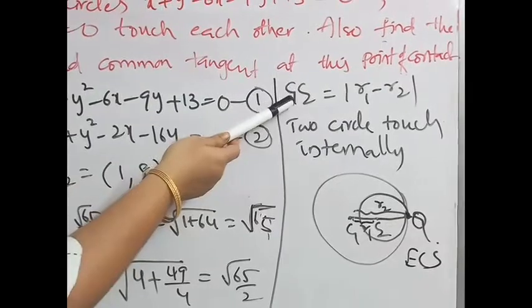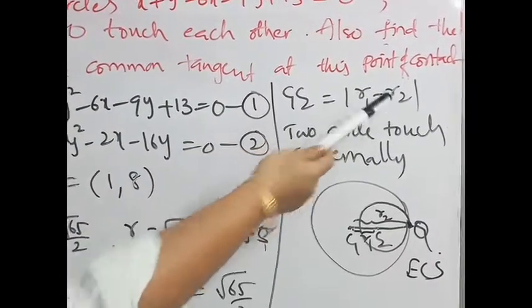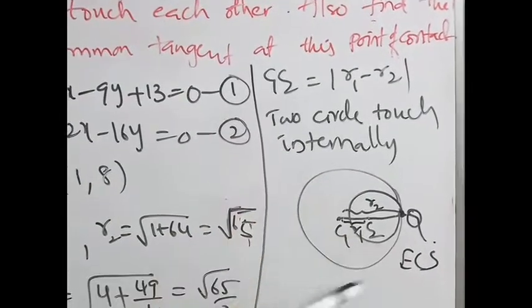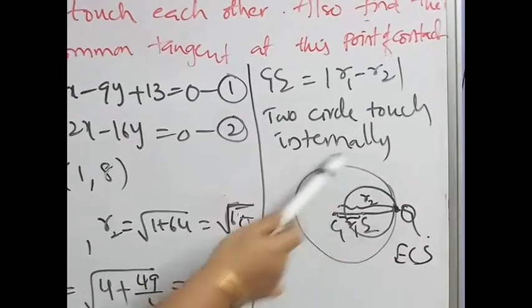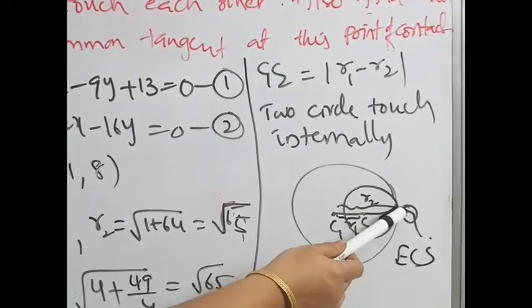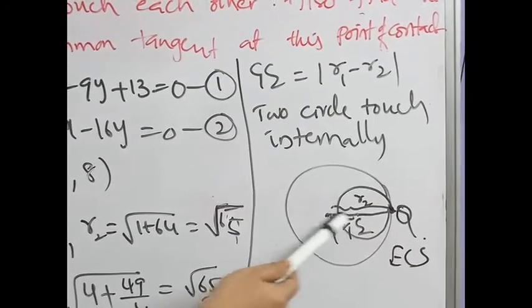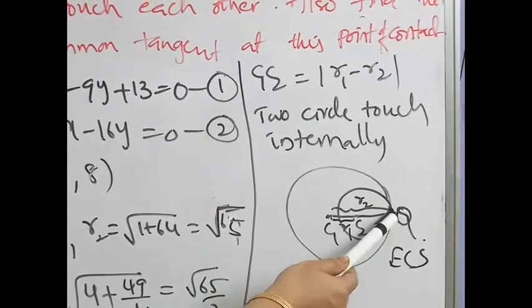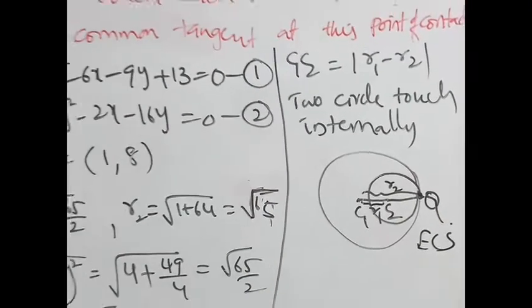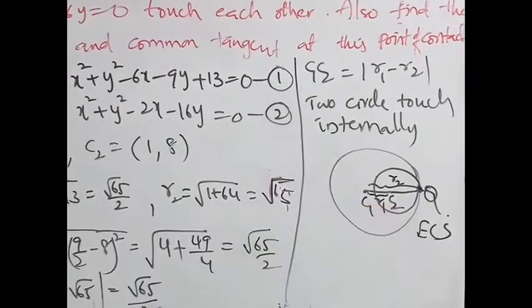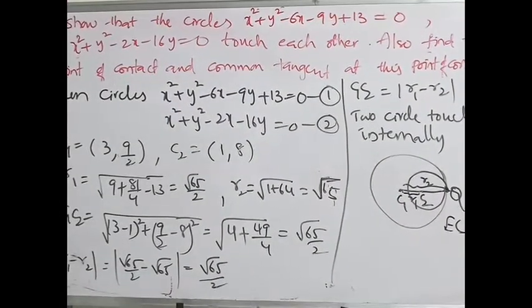So, see once. See, this is the fourth condition, that is C1, C2 is equal to R1 minus R2, then we can say two circles touch each other but internally, right? So if they touch each other internally, then what will be this point? External center of similitude, because this is not on the line segment C1, C2. It is on the extended line segment C1, C2. So this point is nothing but the external center of similitude. To find this point of contact, we have to use the same section formula, but the external condition we have to use.